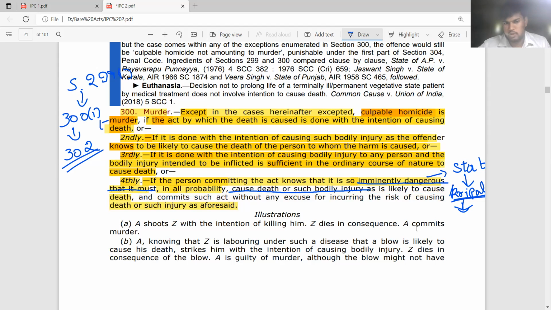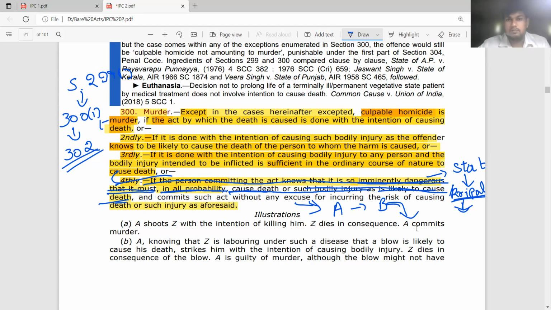Then, if the act is so eminently dangerous that it is likely to cause death, the case will fall under fourthly. If the person committing the act knows that it is so eminently dangerous that it must, in all probability, cause death or is likely to cause death. Or we can give an example: if A pushes B from the top of a mountain.